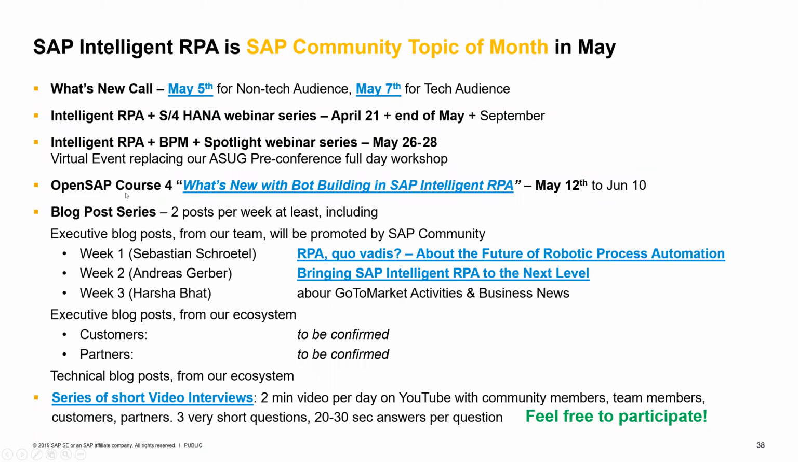And during this month of May, we will have a series of blog posts that will be published. We will have at least 2 blog posts per week, including some executive blog posts. The first ones have already been published by Sebastian Schrötel about the future of robotic process automation. Sebastian Schrötel is the head of SAP Intelligent RPA, and he gives his vision on the future of RPA.